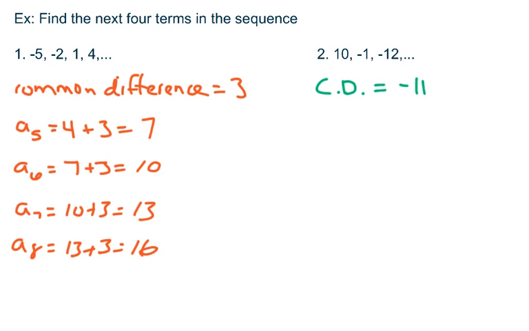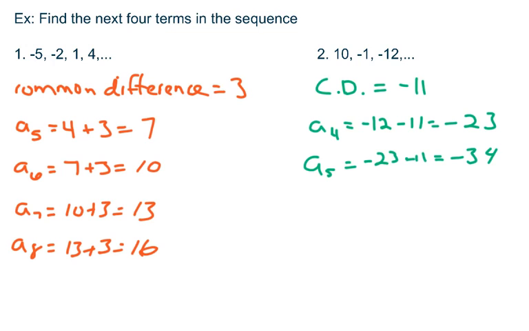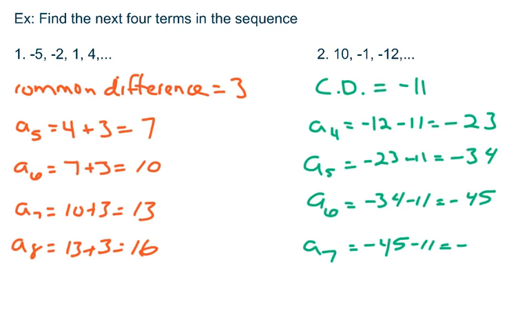Either one is fine. We have the first 3 terms, so the first term that we're going to find is the fourth term. So a sub 4 is equal to, we start with the previous term, -12 minus 11, that gives us -23. Then the fifth term, we're going to have -23 minus 11, and that's going to give us -34. And then the sixth term would be -34 minus 11, that would be -45. And the seventh term, a sub 7, is equal to -45 minus 11, and that would give us -56. So there are the next 4 terms in each sequence.